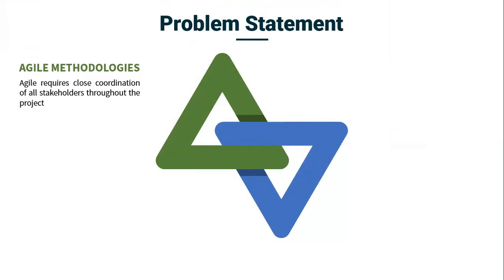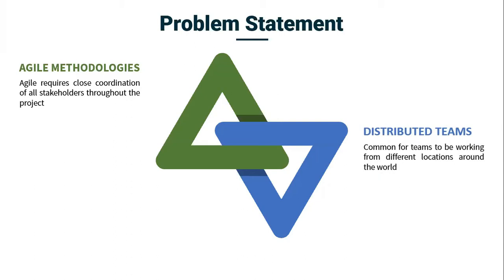In this section we will start with the problem statement. We know that agile methodologies require close coordination of all stakeholders throughout the project. On the other hand, it is common for teams to be working from different locations around the world, in different time zones, speaking different languages, taking care of different operations. These dimensions are two sides of the same coin, but both strive in opposite directions, and yet the modern era demands both of them to be combined together. So now let's see how agile methodologies behave to different parameters and dynamics when applied to distributed teams.